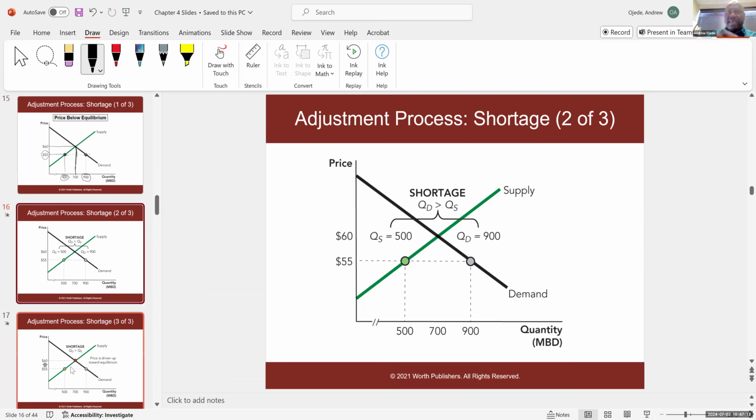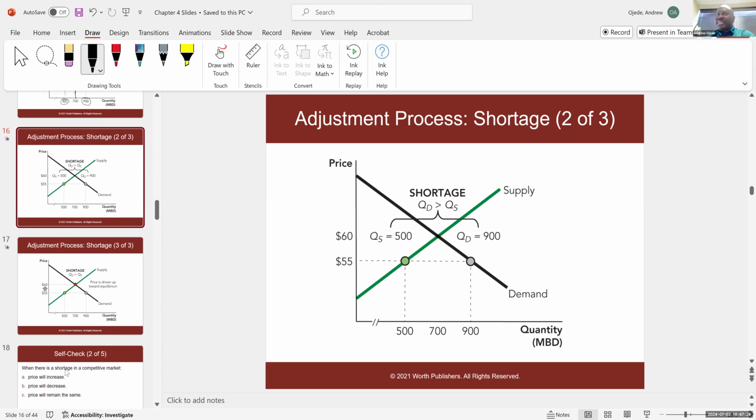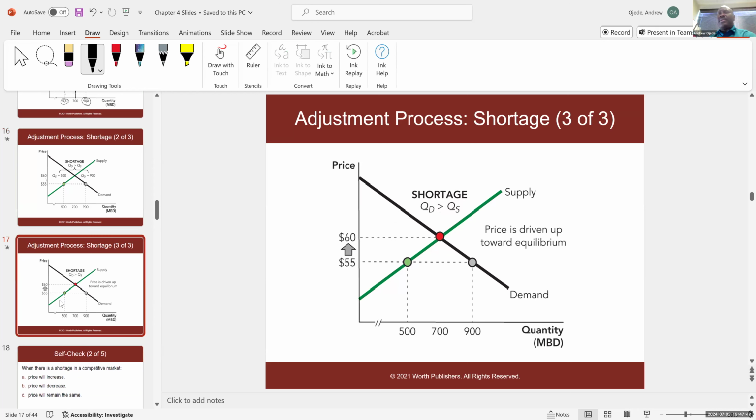So in that case, quantity demanded is greater than quantity supplied. We talk about QS is 500, QD is 900, so the difference is 400. And anytime there's a shortage, when consumers want to buy more than what is being supplied in the market, what do you think is going to happen to price? The price is going to increase back to equilibrium. So you can see I put an arrow pointing upwards. That is the adjustment process.